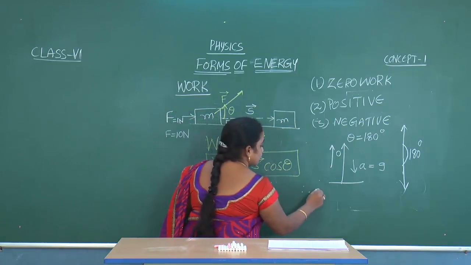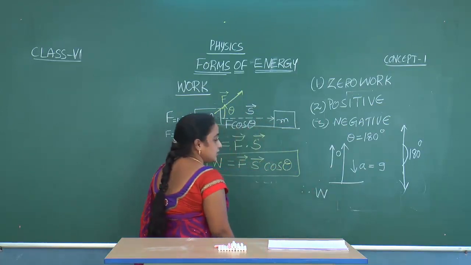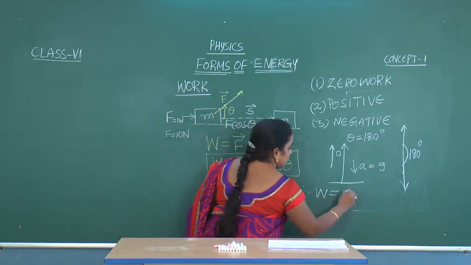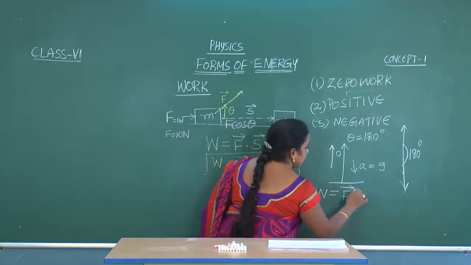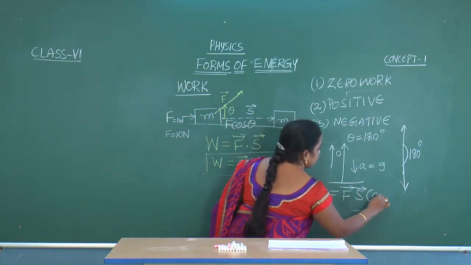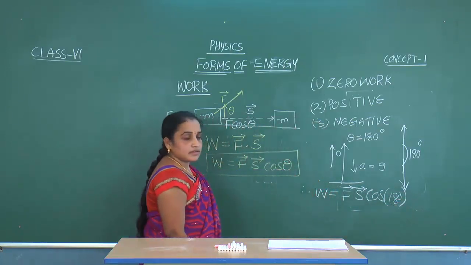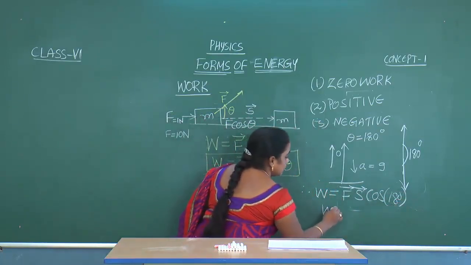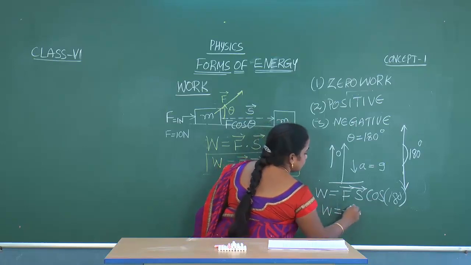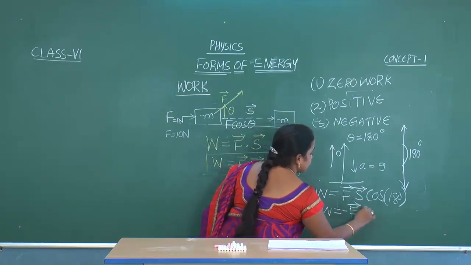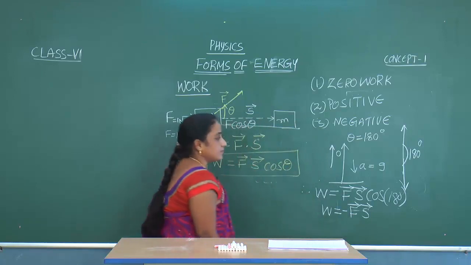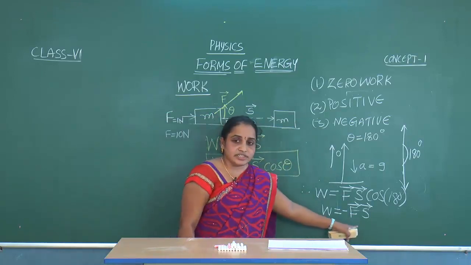Therefore, work done is equal to F bar S bar cos 180. That is, cos 180 is minus one, so work done is minus F bar S bar. So this is negative work done.